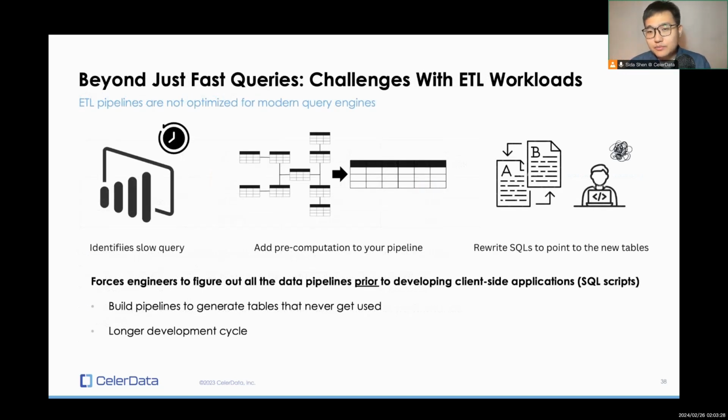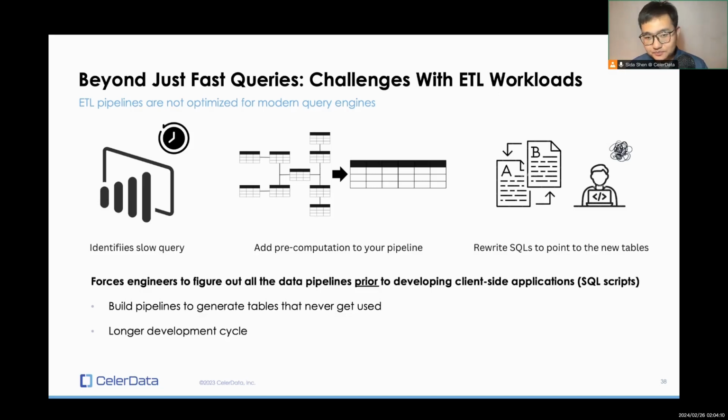Getting fast raw query performance is good, but it's actually not enough for data lake queries. With the sheer amount of data we have in the data lake, a data pipeline with pre-computation is sometimes absolutely necessary to get good performance. Pre-computations are denormalizations and pre-aggregations. Those pre-computed results are stored so you don't have to do some of the computations on the fly. But existing ETL tools are not really optimized for modern query engines to do those ETL jobs.